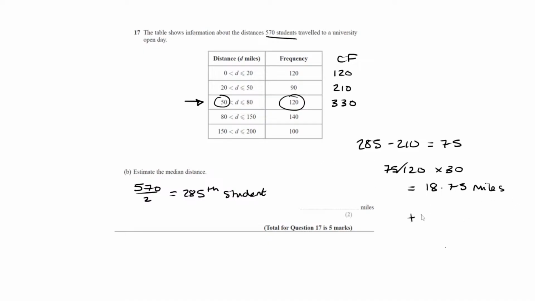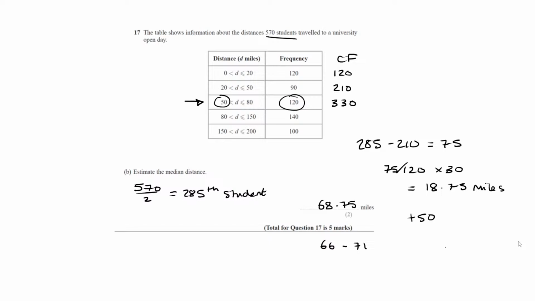So if I add 50, you should get 68.75 or somewhere around there. I think they give you a possible range. They've said as long as you get somewhere between 66 and 72, they'll allow it. But that's specifically what I got. So I don't know if that answers your question on median.